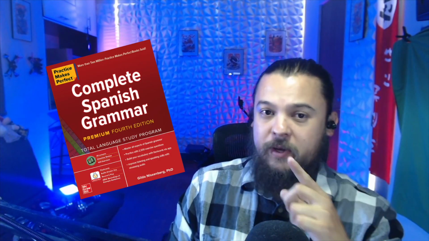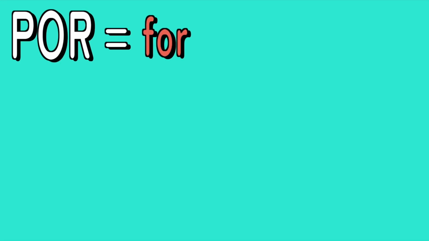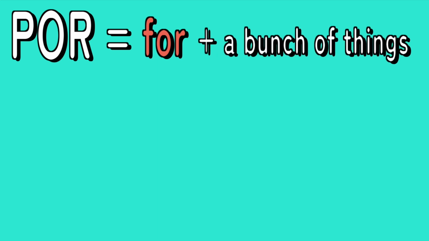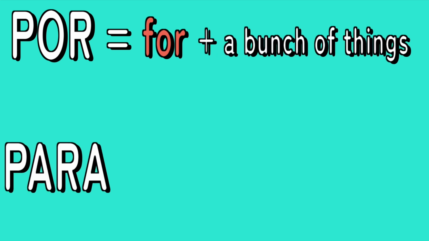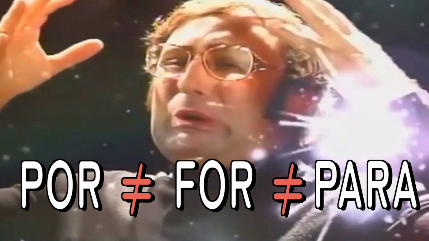According to the complete Spanish grammar book, for is the basic English equivalent of both para and por. But sometimes this isn't accurate. In reality, por is used when you use for in English and a bunch of other things, and para is used for a bunch of things and also for. And here comes the biggest realization no one has ever told you. Por and para do not mean for.